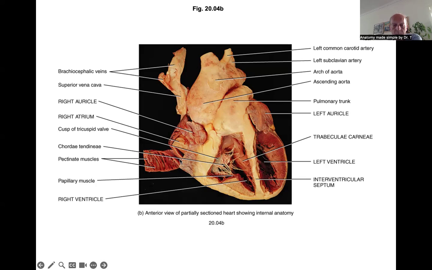Part of its wall is cut away, and you can see these bundles of muscle fibers that are arranged in an almost perfectly parallel form. They're called pectinate muscles. So this is myocardium, but with a very unique form, shape, and arrangement, good enough to be given a proper name.